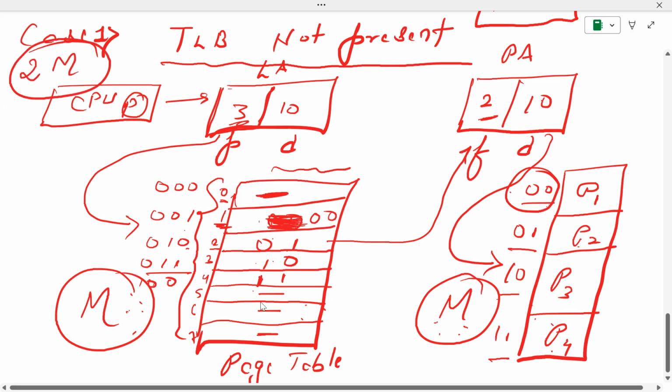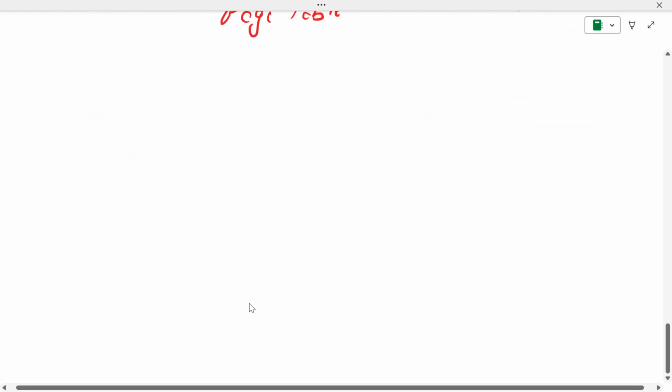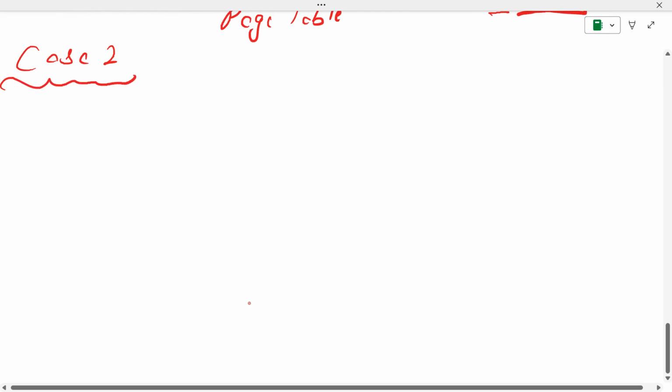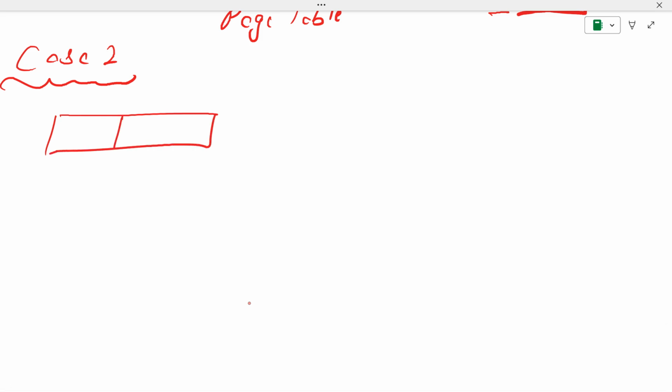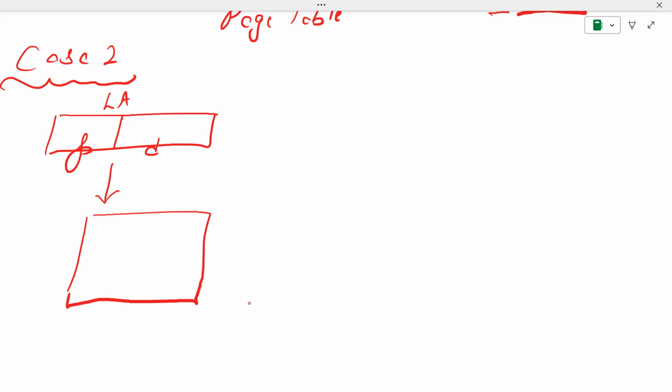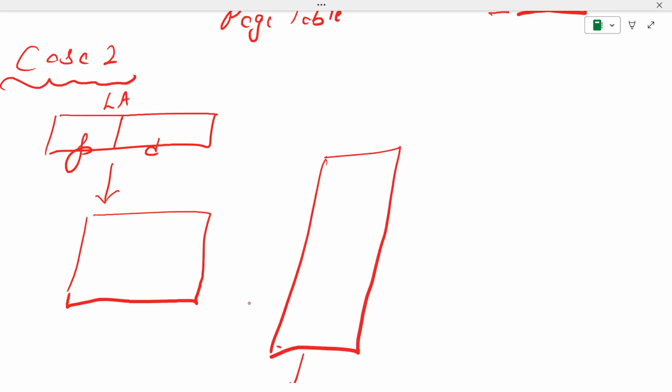Okay, now this is the normal case. But now in the second case we have introduced the TLB, the translation lookaside buffer. So now what happens is that when the CPU generates a logical address consisting of the page number and page offset, first this is looked up in the TLB. TLB is nothing but, you can assume, a cache for the page table.